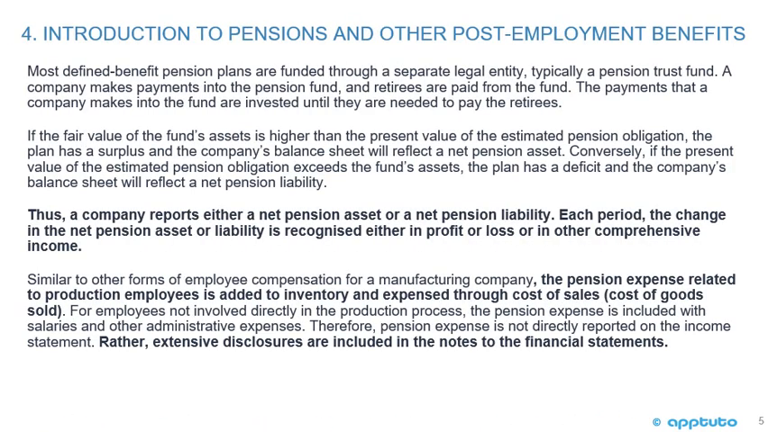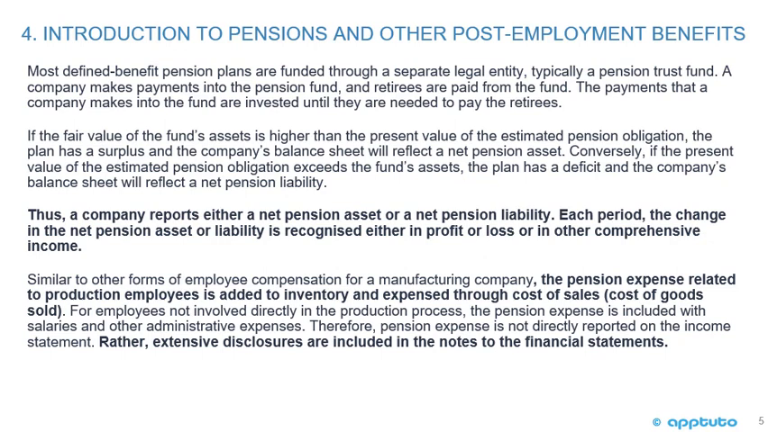Most defined benefit pension plans are funded through a separate legal entity, typically a pension trust fund. A company makes payments into the pension fund, and retirees are paid from the fund. The payments that a company makes into the fund are invested until they are needed to pay the retirees. If the fair value of the fund's assets is higher than the present value of the estimated pension obligation, the plan has a surplus, and the company's balance sheet will reflect a net pension asset.